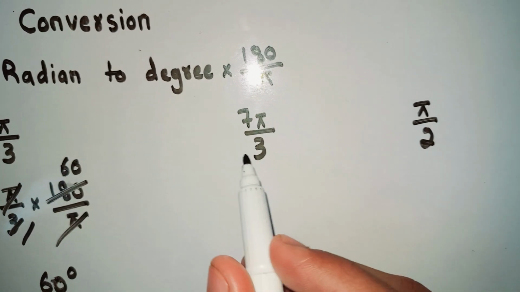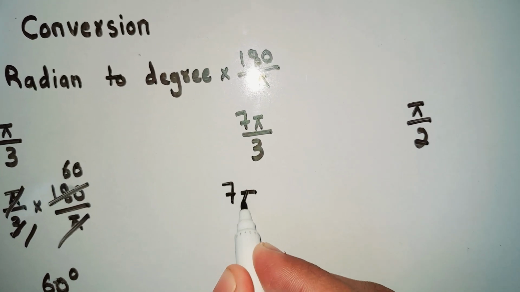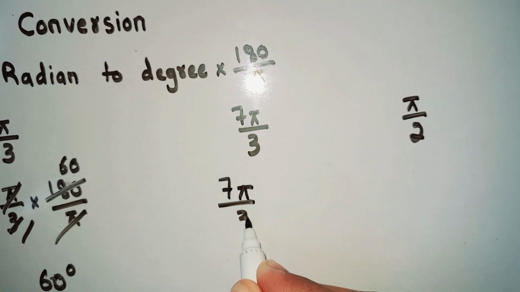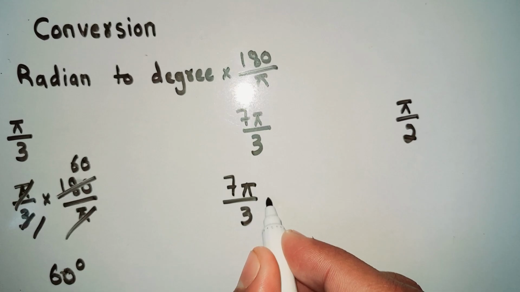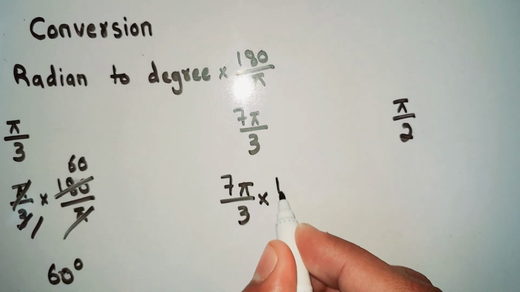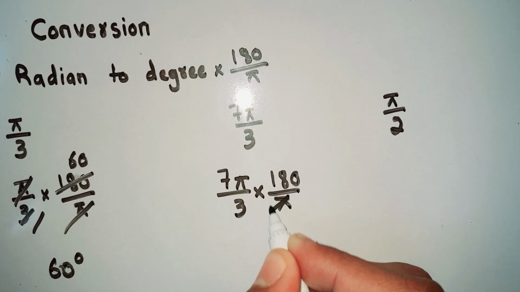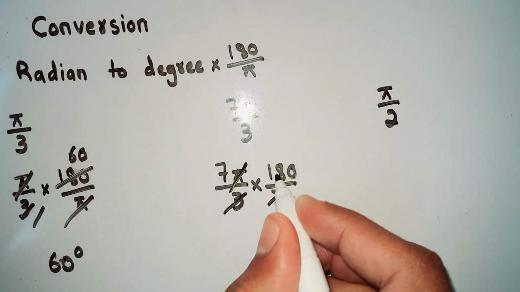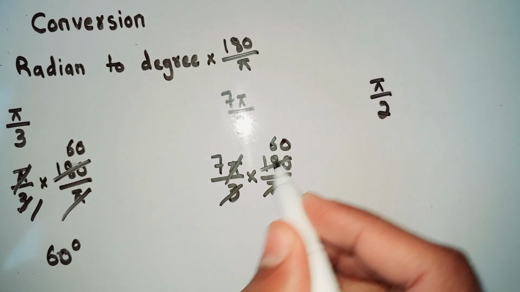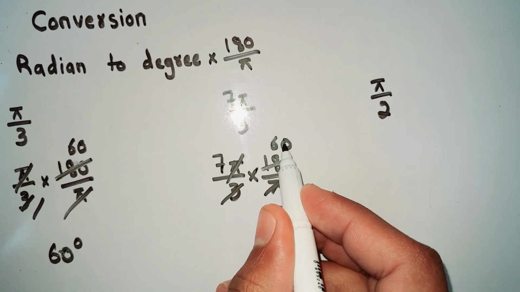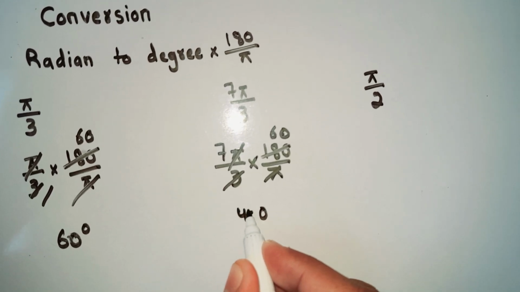Here is another problem: 7 pi upon 3. So we write 7 pi upon 3. This is a radian unit. We convert this into degrees. We just multiply this with 180 upon pi. Now pi and pi cancel. 3 ones are 3, 3 sixes are 18. So 60, and the 0 stays the same. Now we multiply 7 by 60, which is 0, and 7 sixes are 42.